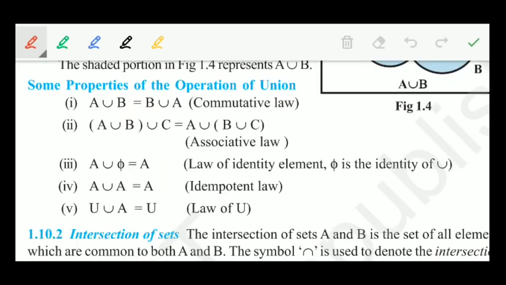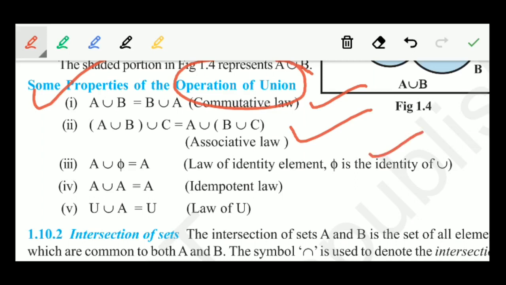These are some properties which are used, properties of the operations of a union. The first one is commutative law, the second one is associative law, the third one is law of identity, then idempotent law, and this is known as law of universal. These are important properties of the operations of a union, and we will use them in exercise 1.4.